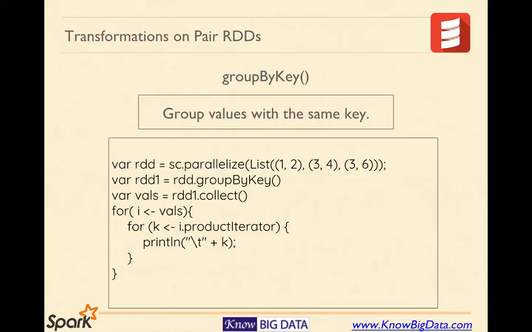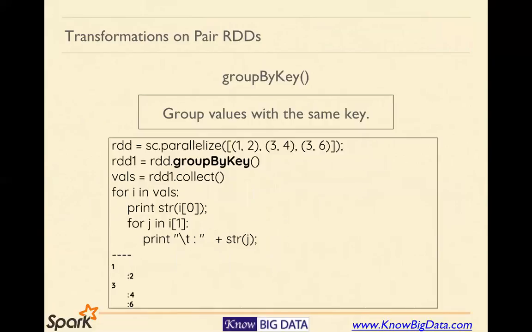Sometimes we may not want to group and aggregate the data. We just want to group the data by key. So in that case, you can simply group the data and iterate over the values by collecting it and printing it.